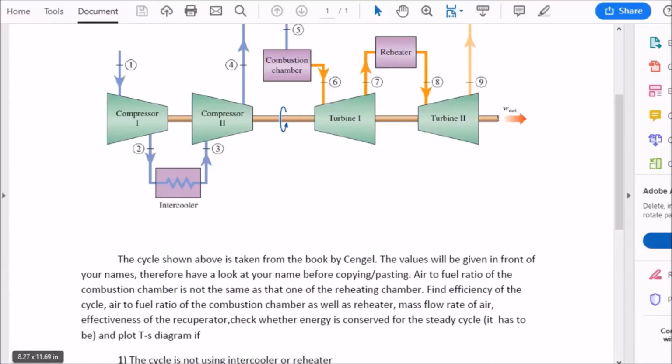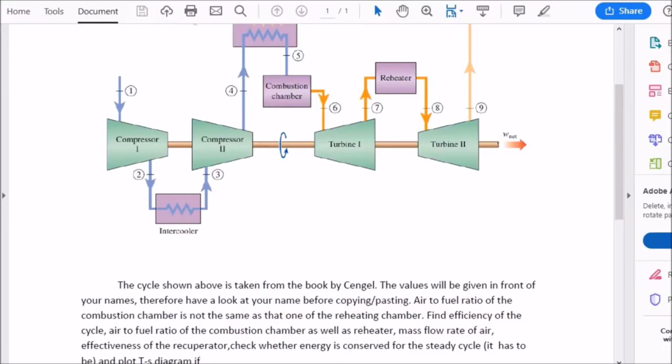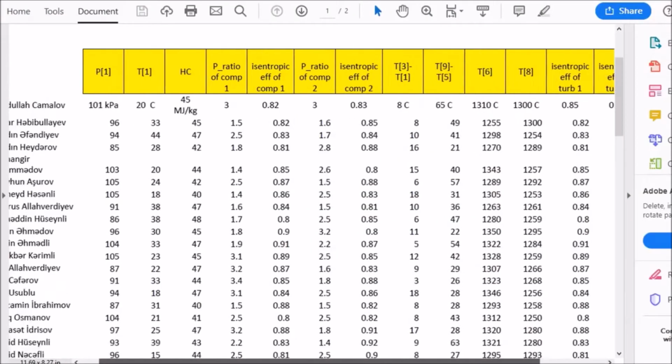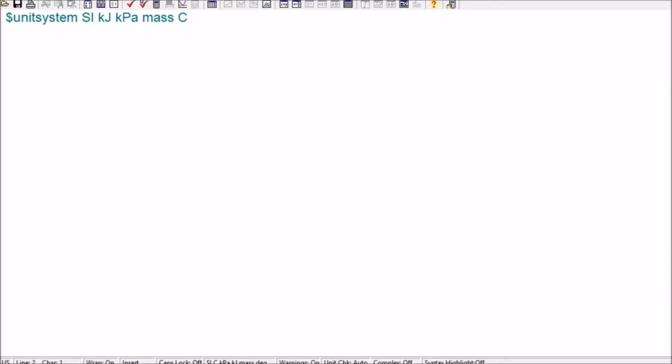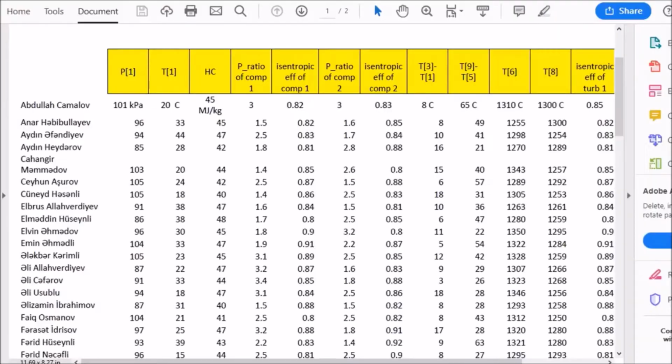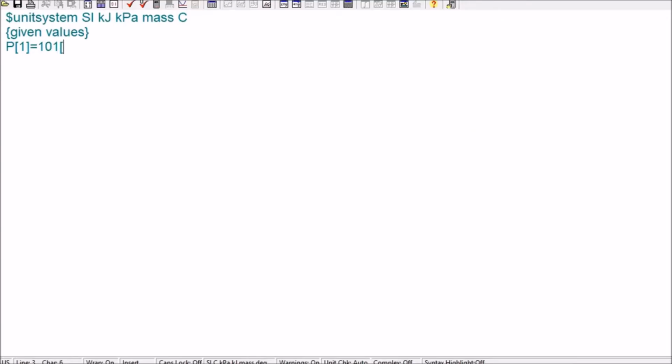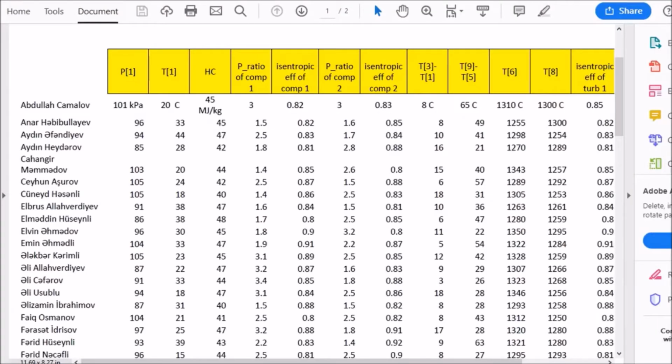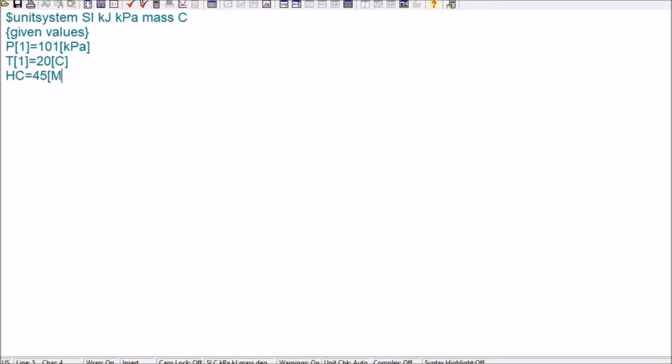So now let's write the given values. First of all, we should say given values. P1 is how much? 101 kilopascals. T1 is how much? 20 Celsius. HC is how much? 45 megajoules per kilogram. We should convert this into kilojoules per kilogram.